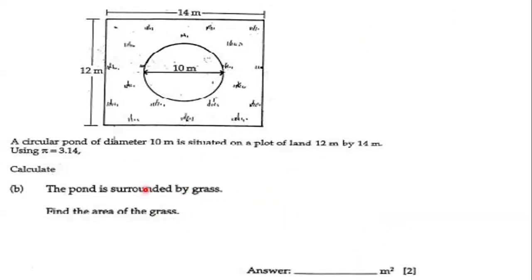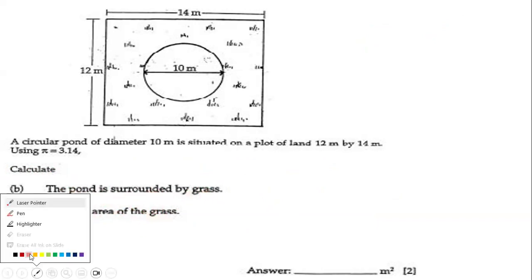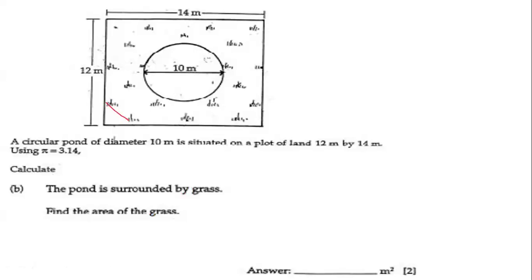Next, it states that the pond is surrounded by grass. They want us to find the area of the grass. Okay, so that's what we need to do. So the pond is surrounded by grass, find the area of the grass. What they want us to figure out is the area of this region right here, the area of the grass, right?